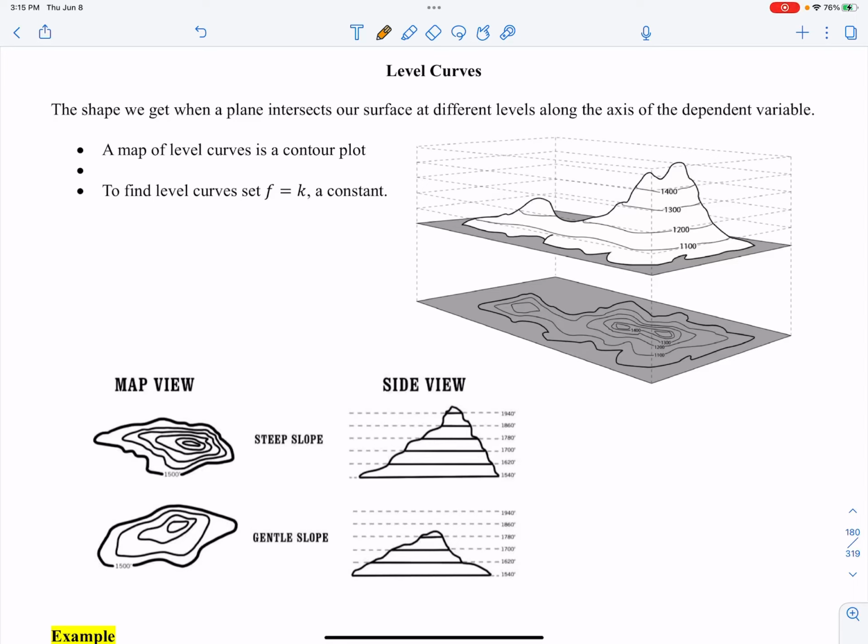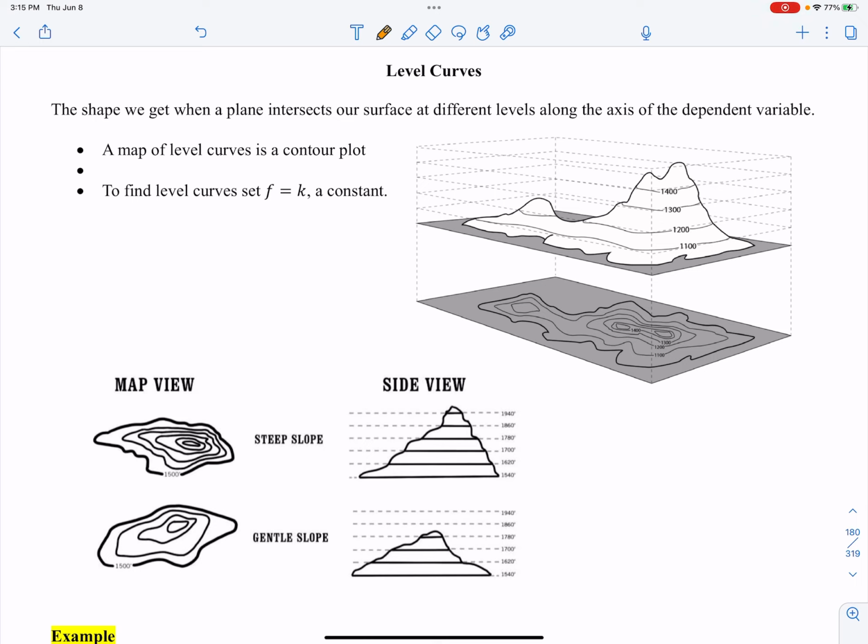In this video, we'll continue our discussion of graphing in 3-space by using a different technique. We actually see these quite a bit. They teach us in grade school what these kinds of maps are, and also a lot in weather, we see this as well. So the shape we get when a plane intersects our surface at different levels along the x-axis, the dependent variable, that's what a level curve is. Take a picture of this. You guys have seen this probably in some kind of physical science class or something like that.